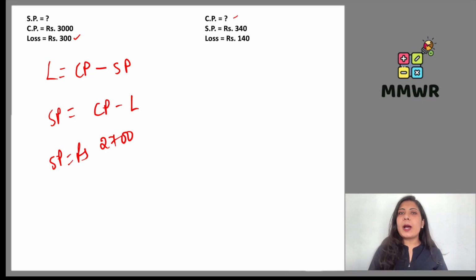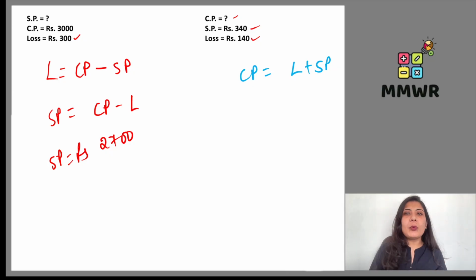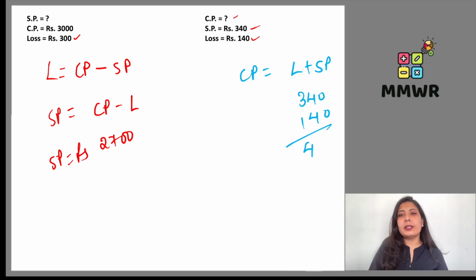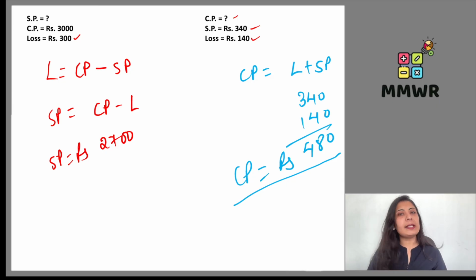Now coming to this part, CP is missing here. Selling price is 340 and loss is 140. So CP value is going to be loss plus selling price. We simply need to add selling price and loss value together. So that is rupees 480. हमने product को 480 में बना के 340 में sell किया. That is why we are going to earn the loss of 140.